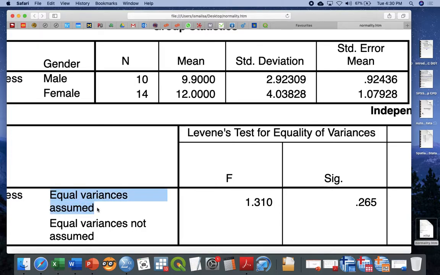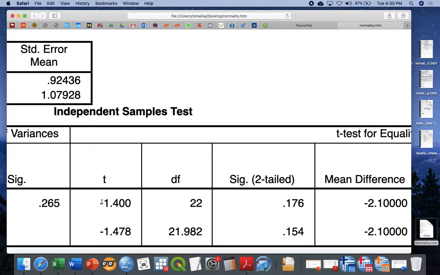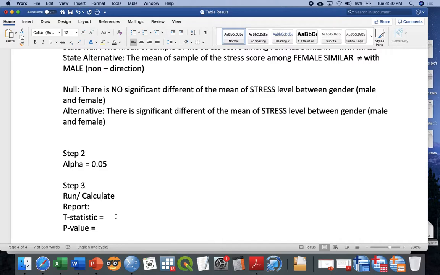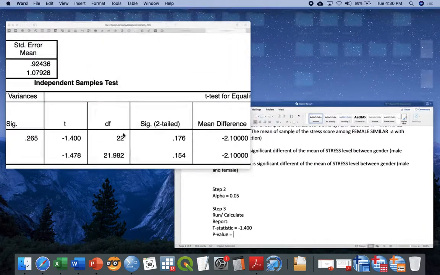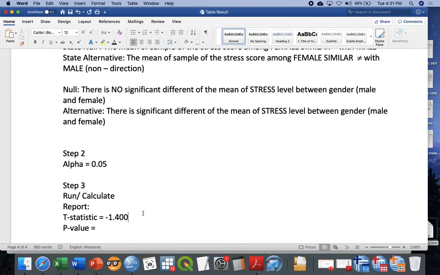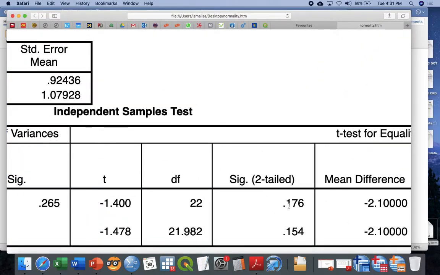When you choose the first row, you focus on the first row. So the t statistic will be minus 1.400. So you have to put that as your t statistic here. Minus 1.400. So what about your p-value? Your degree of freedom is 22. You can also put your degree of freedom if you want. And then you can also put your p-value. Your p-value is 0.176.